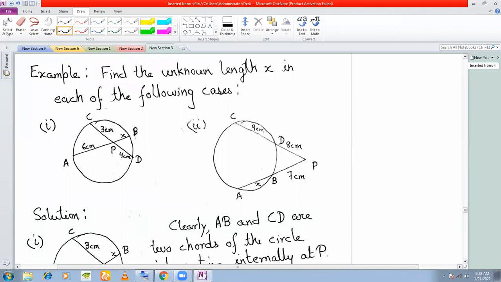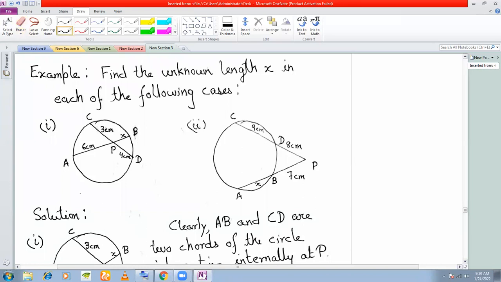These are two chords. This is one chord, CD, and this is another chord, AB. They intersect each other internally, right? And what is the point of intersection? Here. This P is the point of intersection. You need to find the length of x.